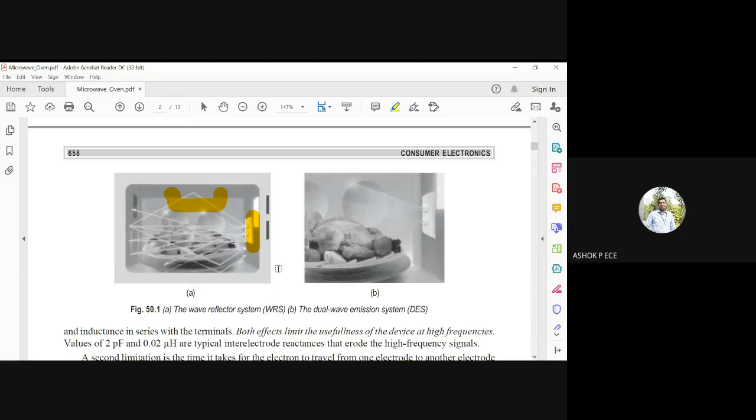So here we see the two types. One is the wave reflector system. You see here, from here the microwaves are going to come.